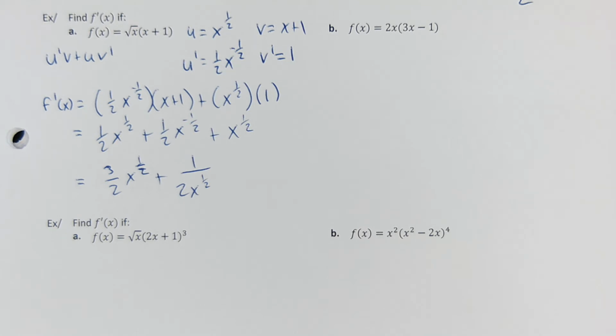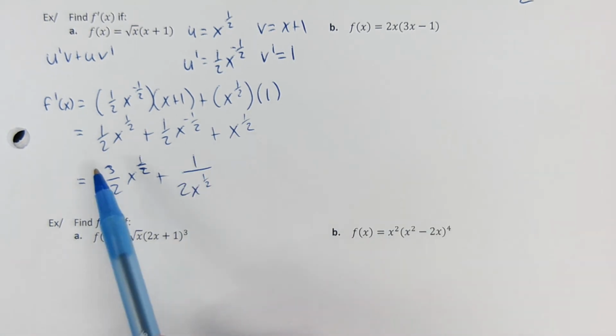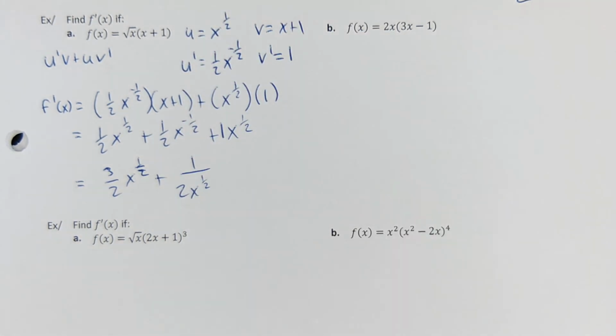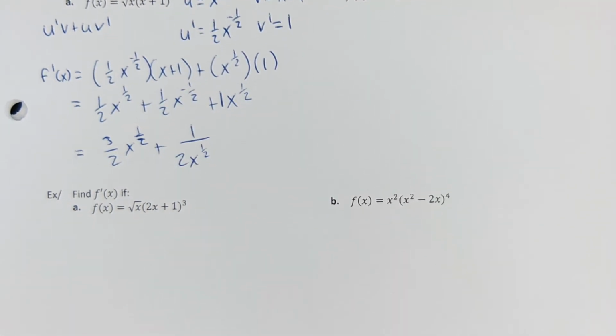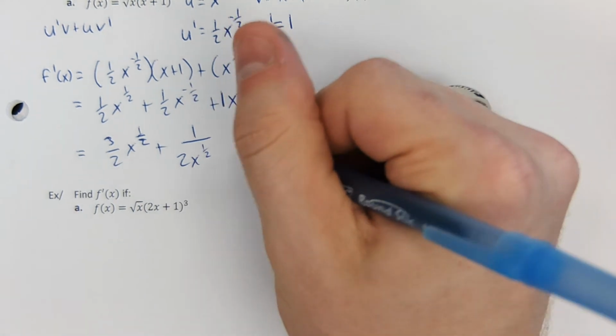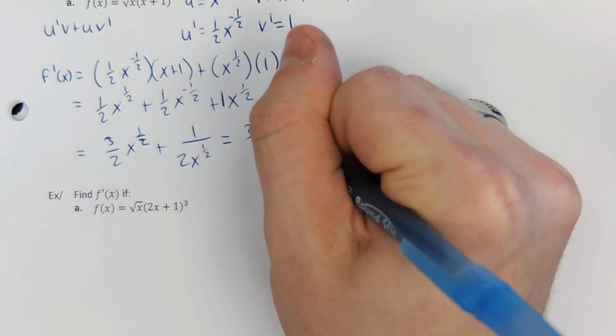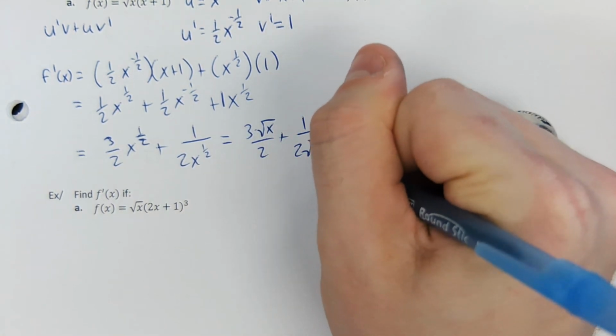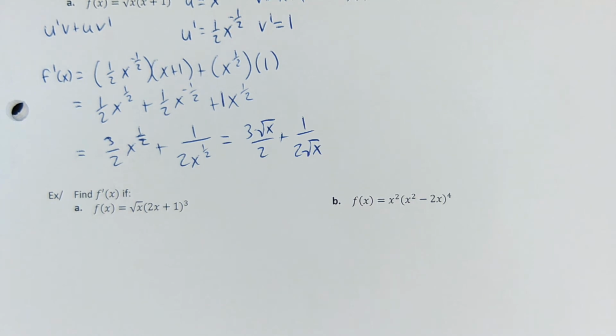Wait, for the 3/2 x, would it just be 3 times the square root of x over 2? Yes, it'd be 3 root x over 2, just like it was in the question before. And this would be 1 over 2 root x. Okay, I'm going to do that. If we said it, we might as well write it. 3 root x over 2 plus 1 over 2 root x. There you go. It simplifies like this.